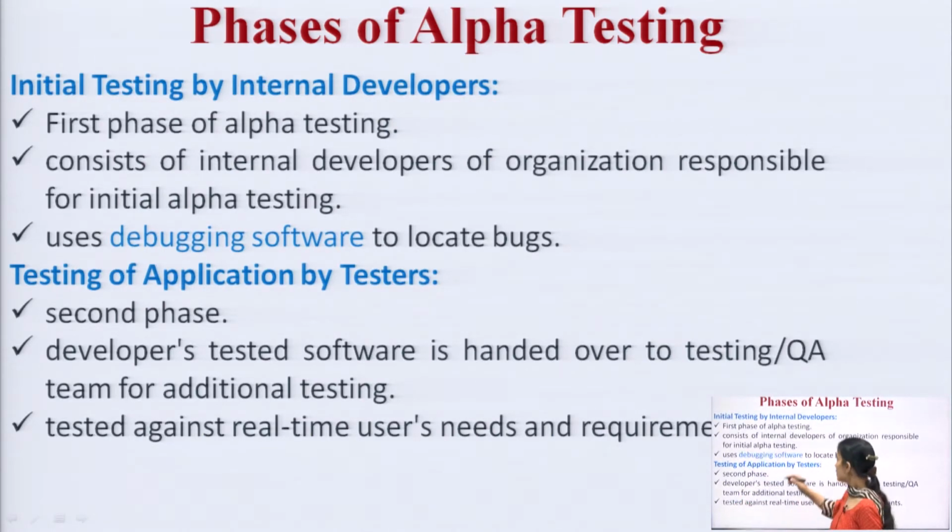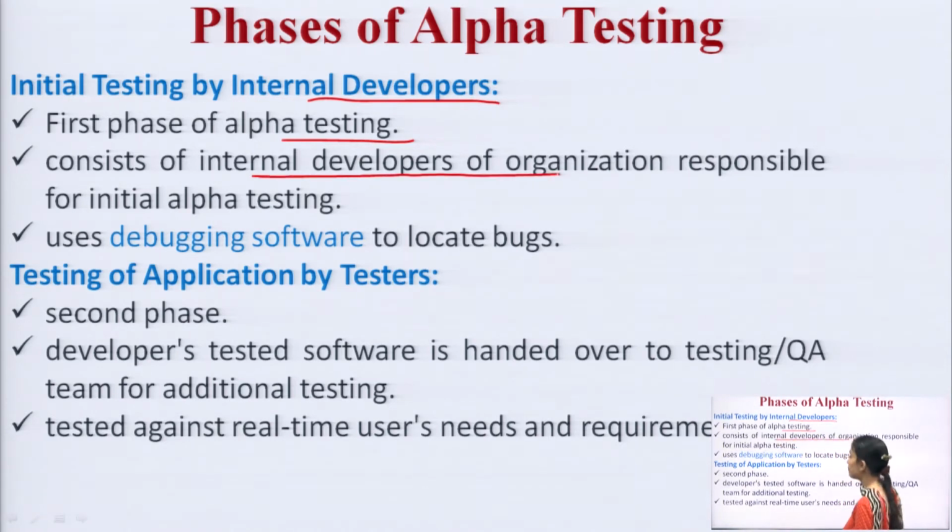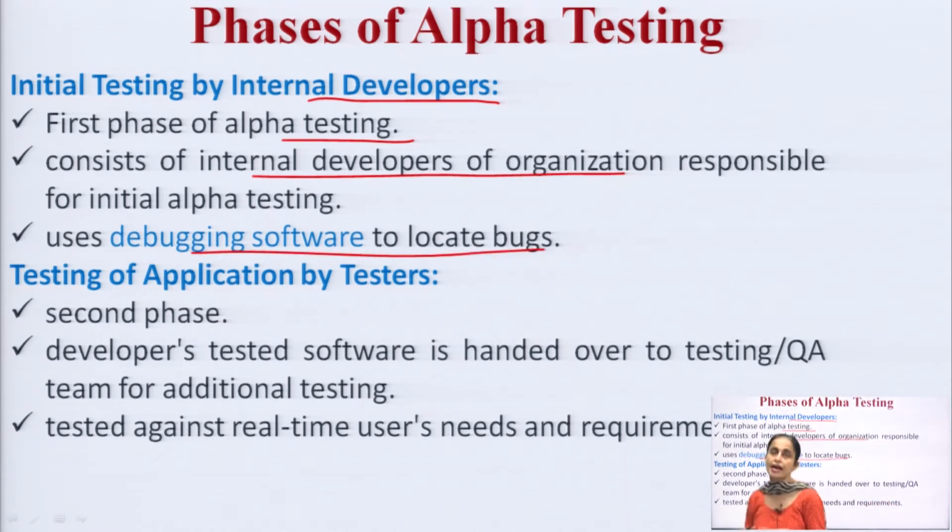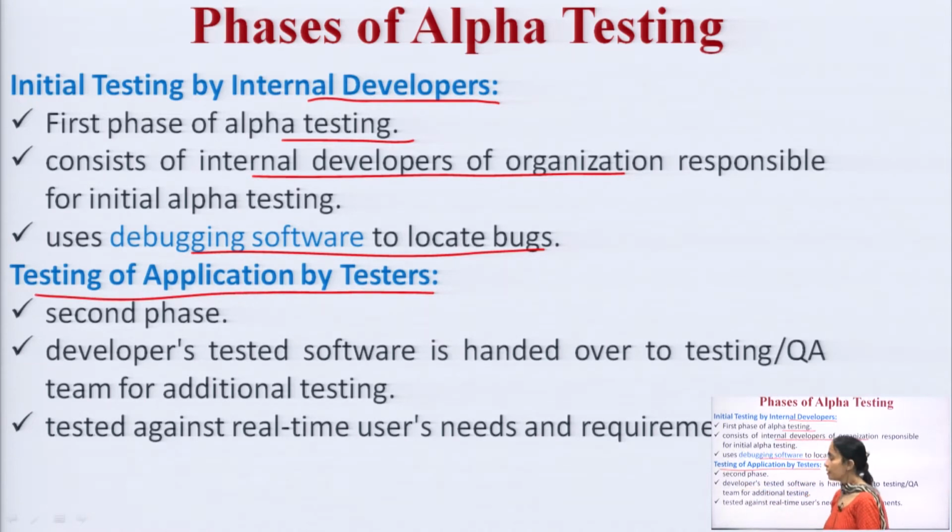So, the first phase of alpha testing is the initial testing by the internal developers, and it consists of the internal developers of the organization. They are responsible for doing this initial alpha testing, and when they are doing it, they use debugging software to locate as many bugs as they can. Then comes the second phase, that is the testing of the application by testers.